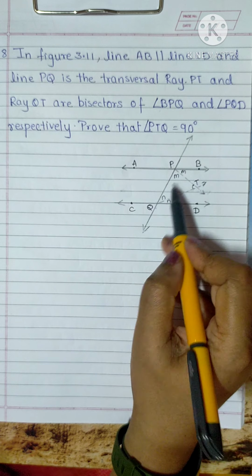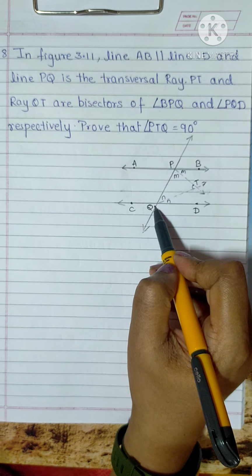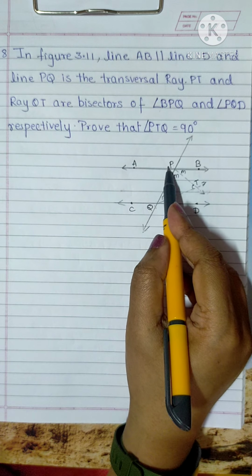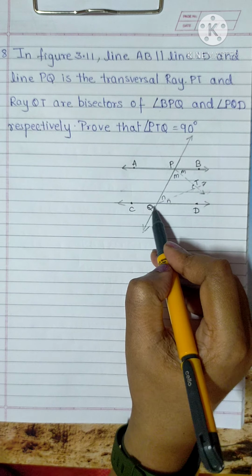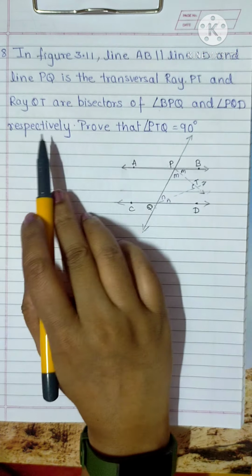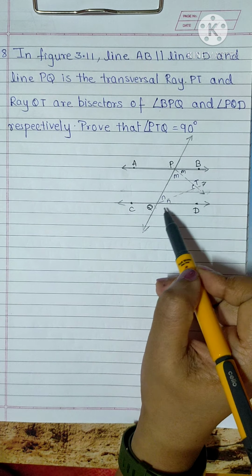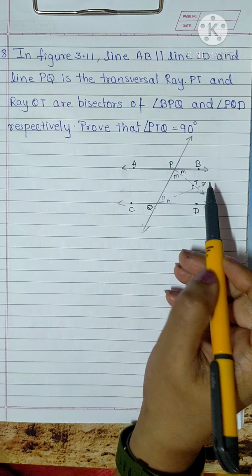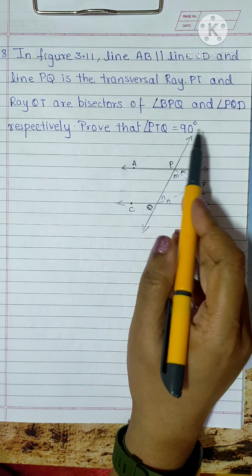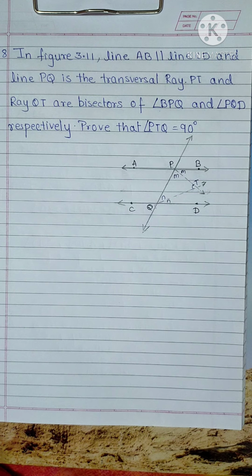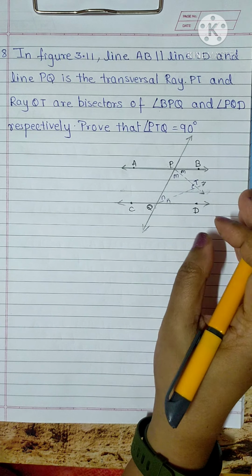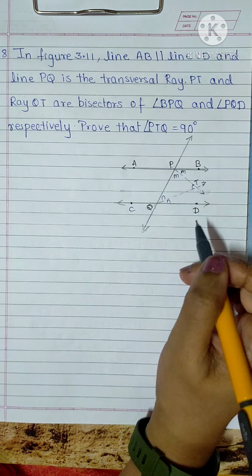and angle PQD respectively. So here also we have a bisector. Prove that angle PTQ is equal to 90 degrees. So here we have to prove that angle PTQ is 90 degrees. So we'll start with the solution.